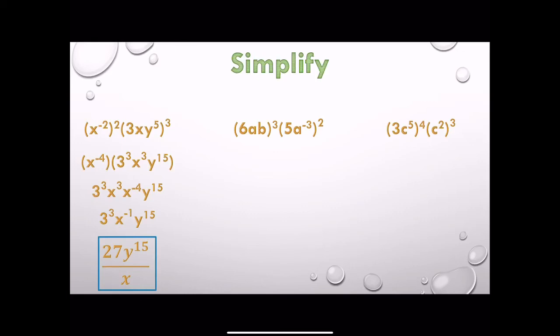You had 6ab cubed, 5a negative cubed squared. So we distribute the 3 to everything in that parentheses and the 2 to everything in the next one. So you should have gotten this.